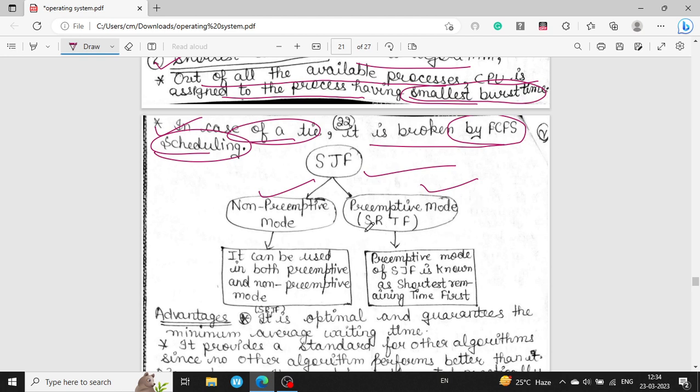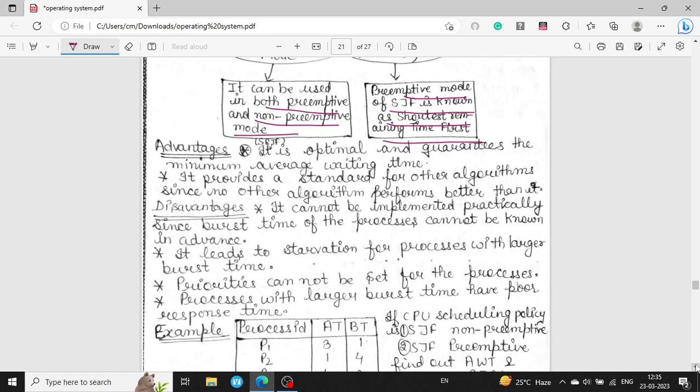In preemptive mode we use the shortest remaining time first algorithm. It can be used in both preemptive and non-preemptive modes, and in preemptive mode shortest job first is known as shortest remaining time first. What are the advantages of shortest remaining time first? It is optimal and guarantees minimum average waiting time. It provides a standard for other algorithms since no other algorithm can perform better than it.